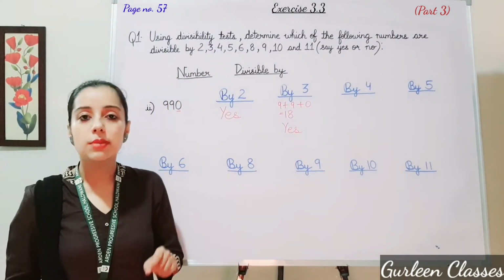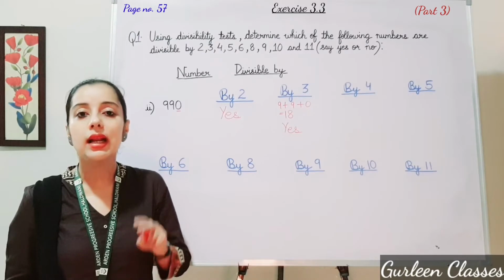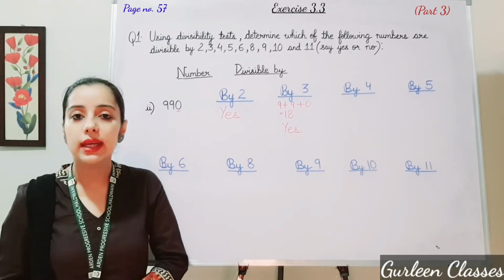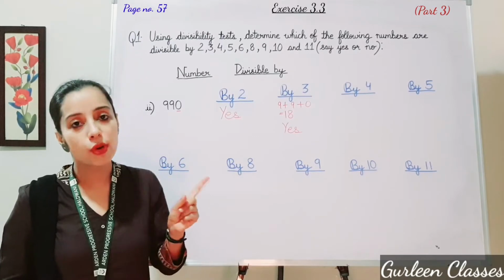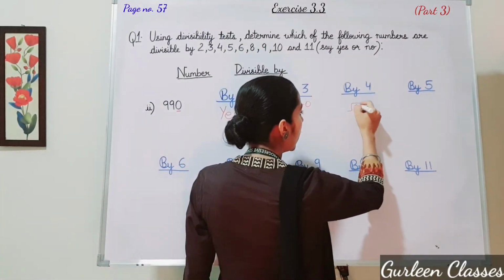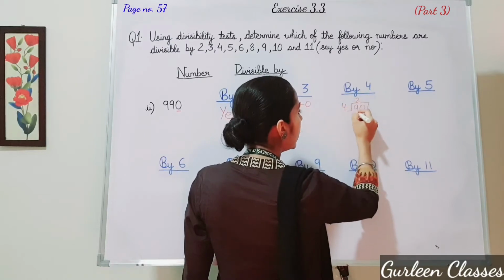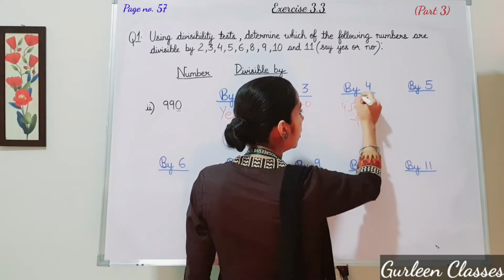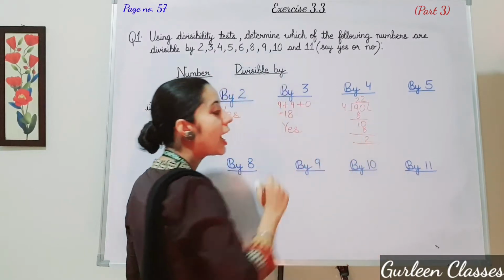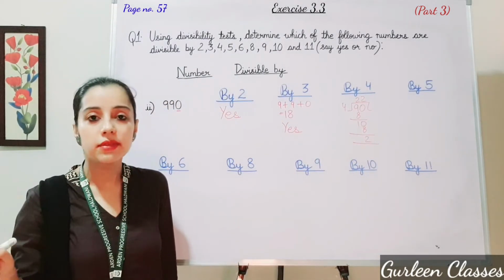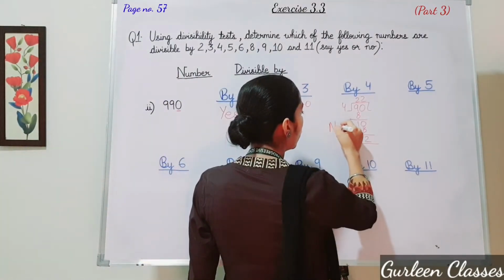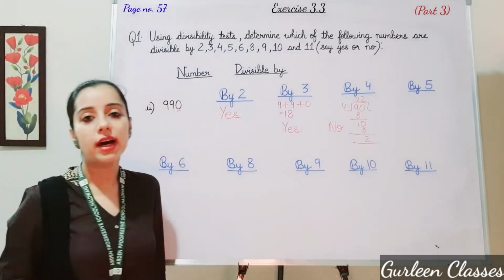For finding out divisibility by 4, we will be taking the last two digits. So the last two digits here are 90. So divide 90 by 4. 4 twos are 8, and 10. 4 twos are 8. Remainder is 2. So we have a remainder here, so it is not divisible by 4. So right here, no. Now divisibility by 5.